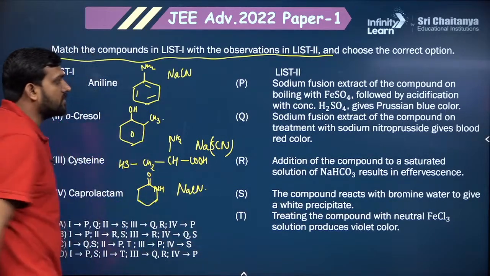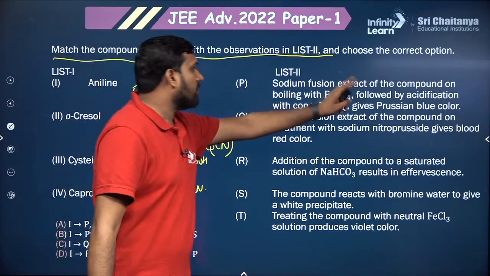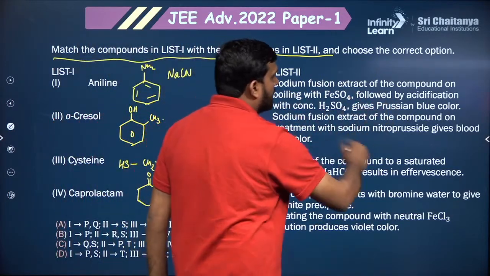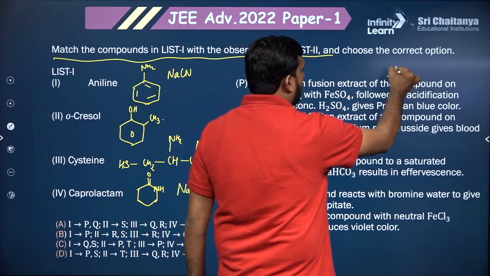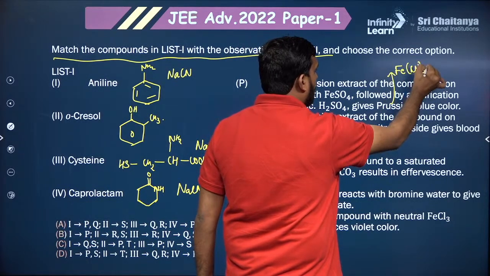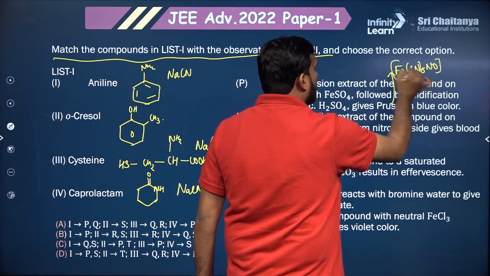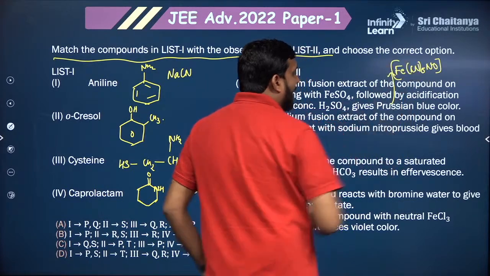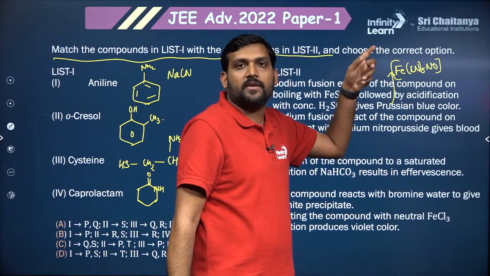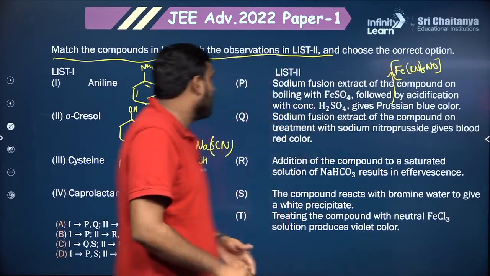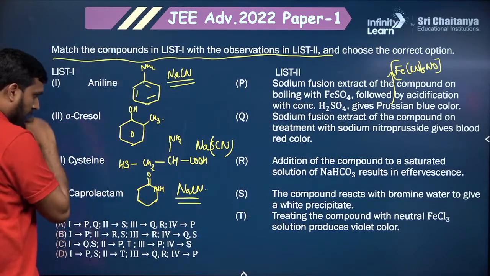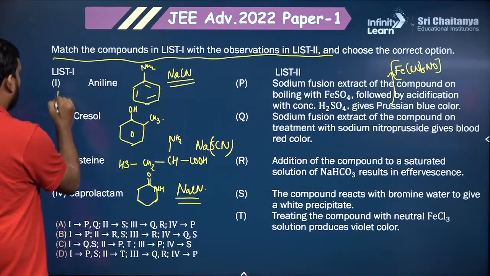Now let's check the options. So sodium fusion extract of the compound, boiling with FeSO4 followed by the acidification gives the Prussian blue. So what is the Prussian blue compound? If you look carefully, it's basically Fe(CN)5NO. So this is the complex, and if you look closely, it contains cyanide ion. So we need carbon and nitrogen in our compound, so that only it can give this test. Okay, so what are the correct matches to this? This and basically this.